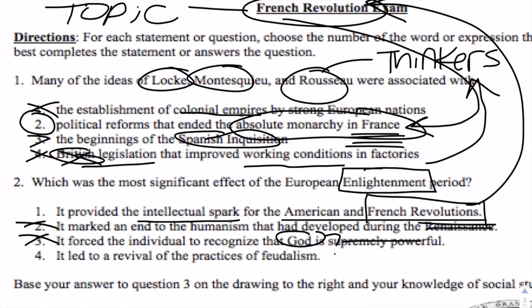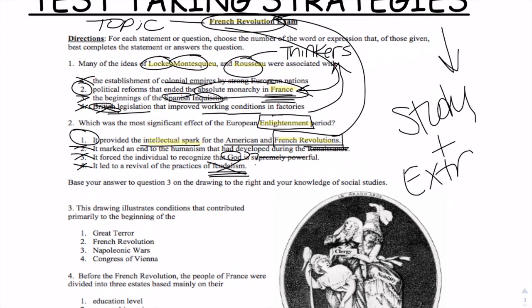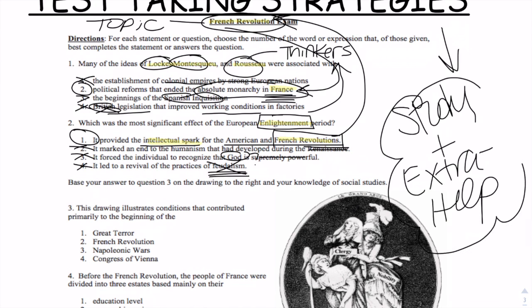Okay? It's still good to go through each choice to make sure that you're not being fooled by the language on the test. So other than knowing the clue words of the test, the only other way to do well is to study, okay, and attend extra help. Your memory is the most important part of your brain during the test.